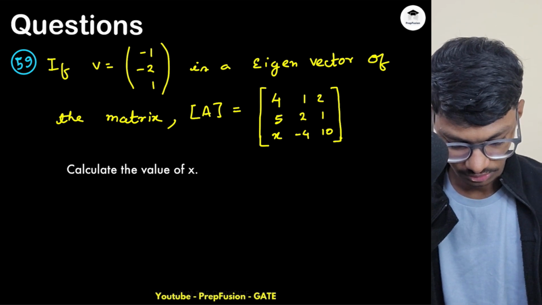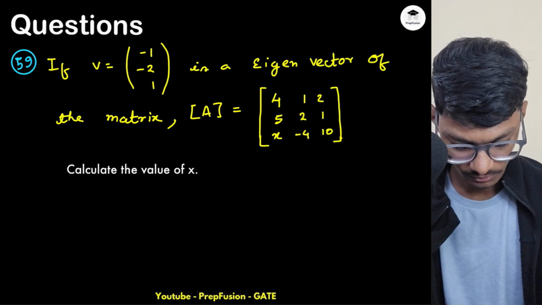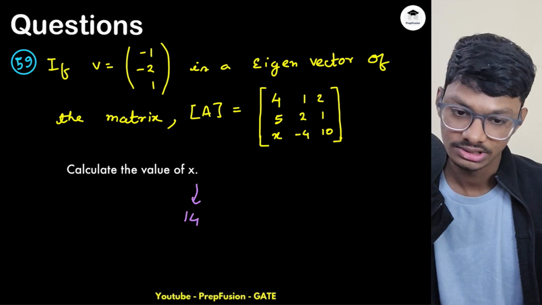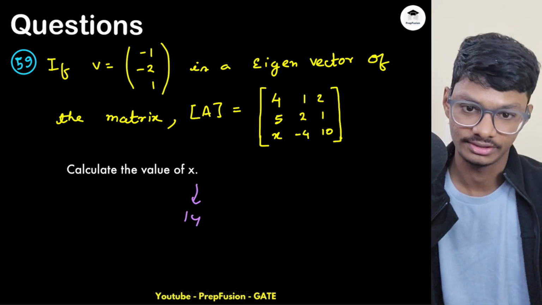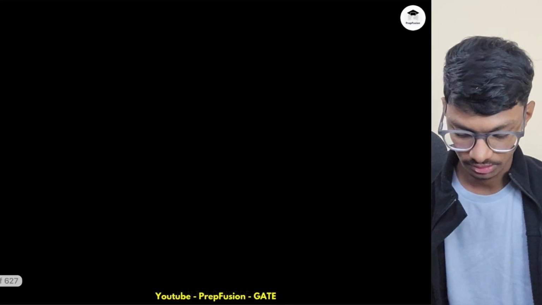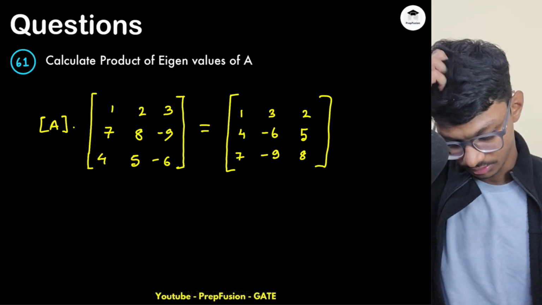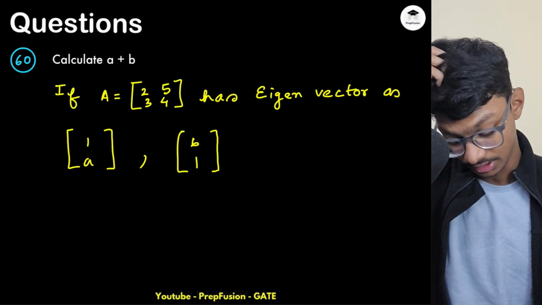Let me use another color. Pretty simple question, right? These types of simple questions come in the eigenvectors, eigenvalues chapter. Okay, let's solve the next question. Yeah, this is the next question, right?